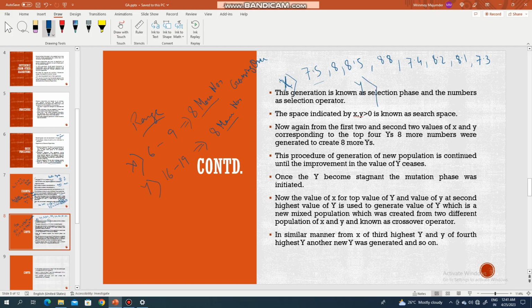And for y, this has to be within 16 to 19. So let it be 16.5, 17, 17.25. None among these 8 must be the same as each other. All these 8 must be unique. So you can take it as usual, whatever you want. So within 6 to 9, I have taken 7.5, 8, 8.5, 8.8, 7.4, 8.2, 8.1, 7.3, all 8 unique numbers. And for 16 to 19, that is for the y values, I have taken 16.5, 17, 17.25, 18, 18.5, 18.75, 18.15.